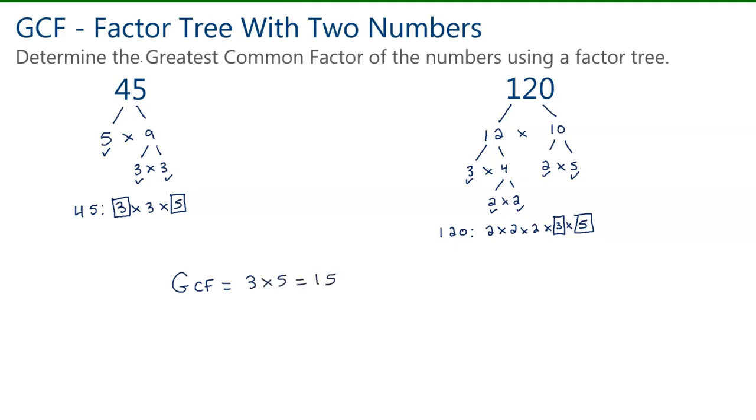So we get 15. Another way to write this is GCF, and then brackets of 45, comma 120, equals 15. This tells us that the greatest common factor of the two numbers 45 and 120 is 15.